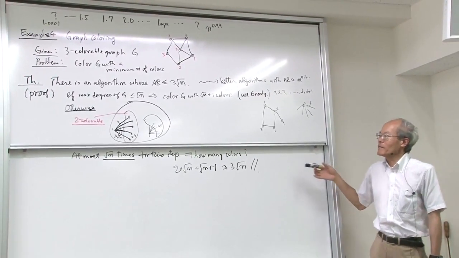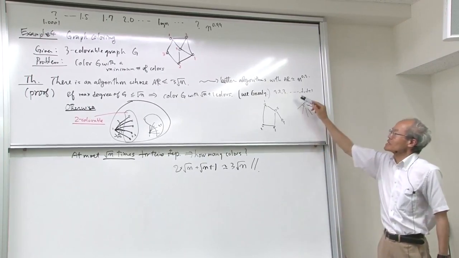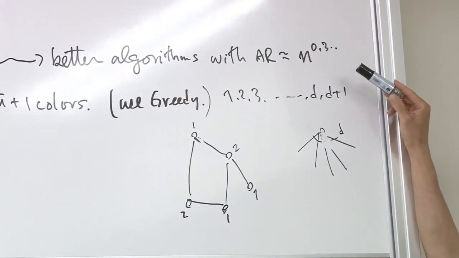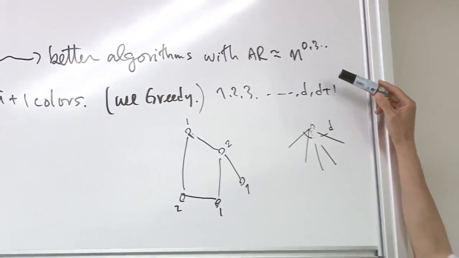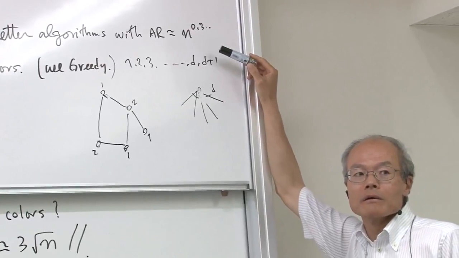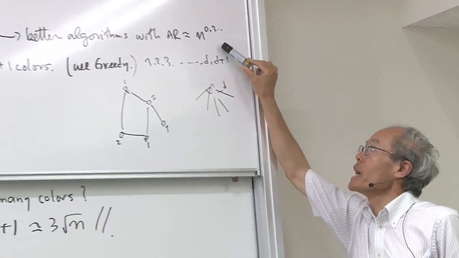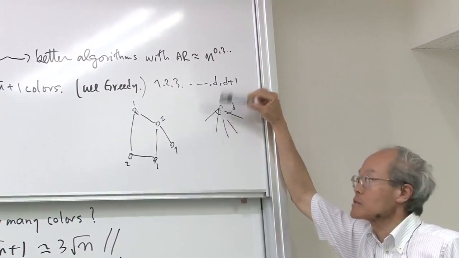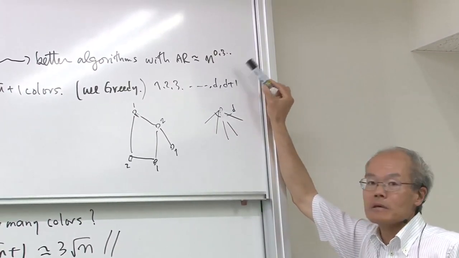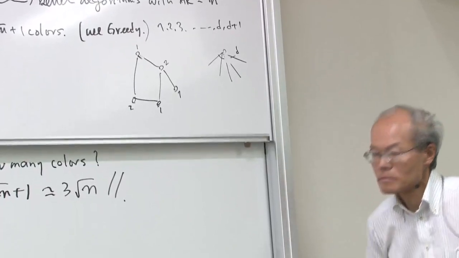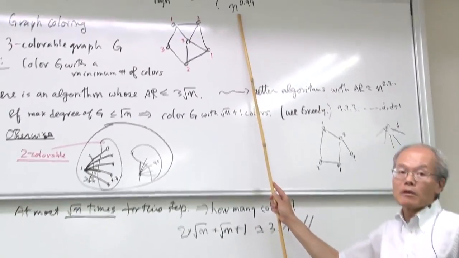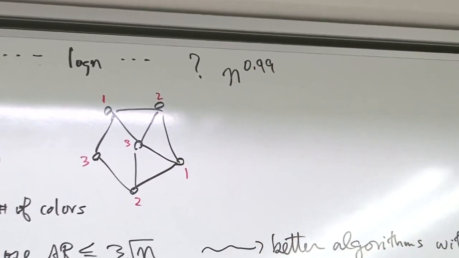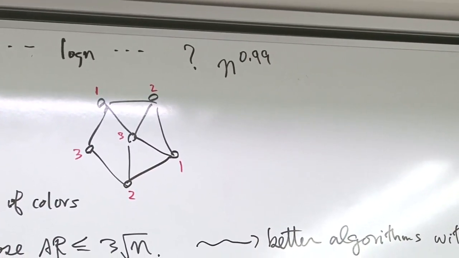Now, a very easy algorithm. But as I said, the currently best algorithm, which is very complicated, very technical, still needs n to the 0.3. It's better than square root of n, but still polynomial. So that's what I meant. There are this type of hard problems.